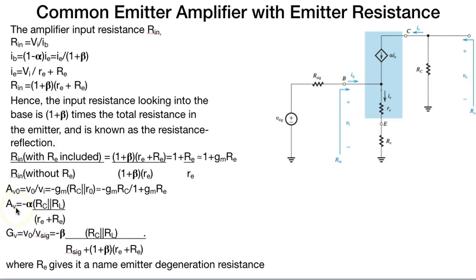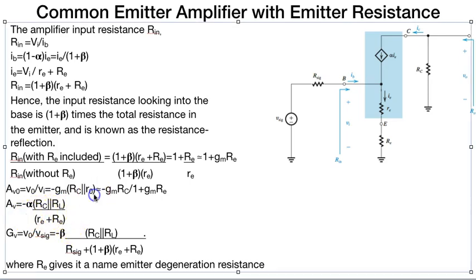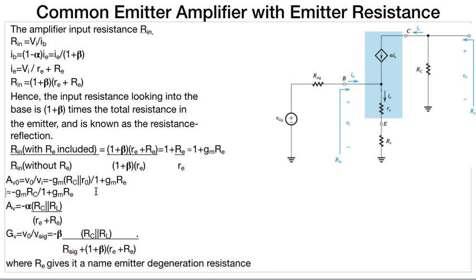And as we already discussed, Av is minus alpha into total resistance at the collector region upon total resistance at the emitter region. I think I had forgotten to put this equation here too. Okay, so it becomes like this. Now it's perfect.